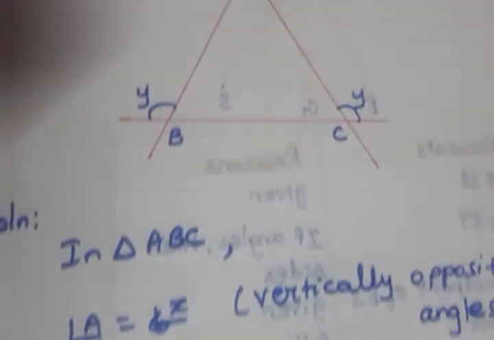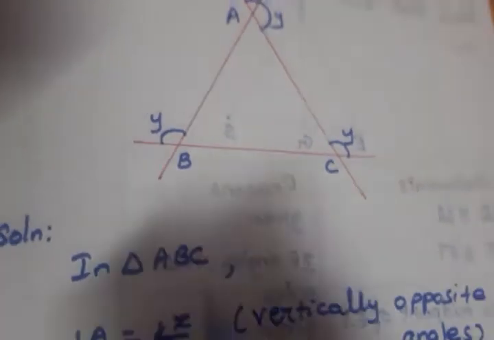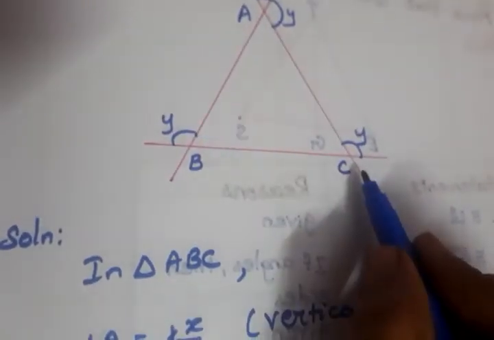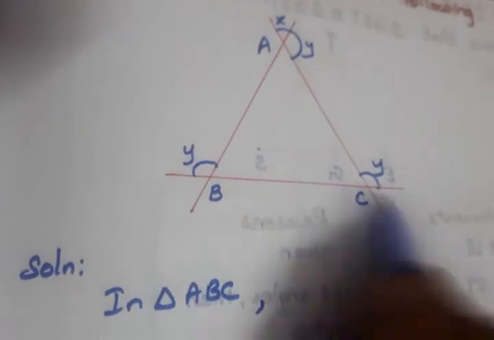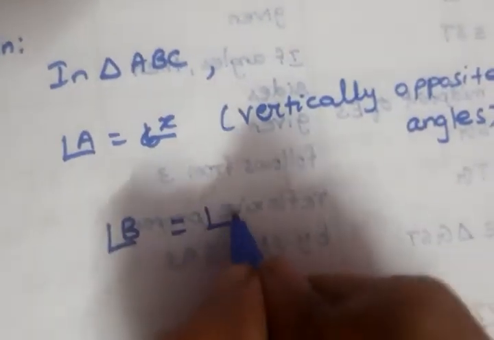Next one, angle B equal to angle C. How will you find it? This one is an exterior angle. So exterior angles are equal. So angle B equal to angle C equal to x. Okay. So exterior angles are equal.